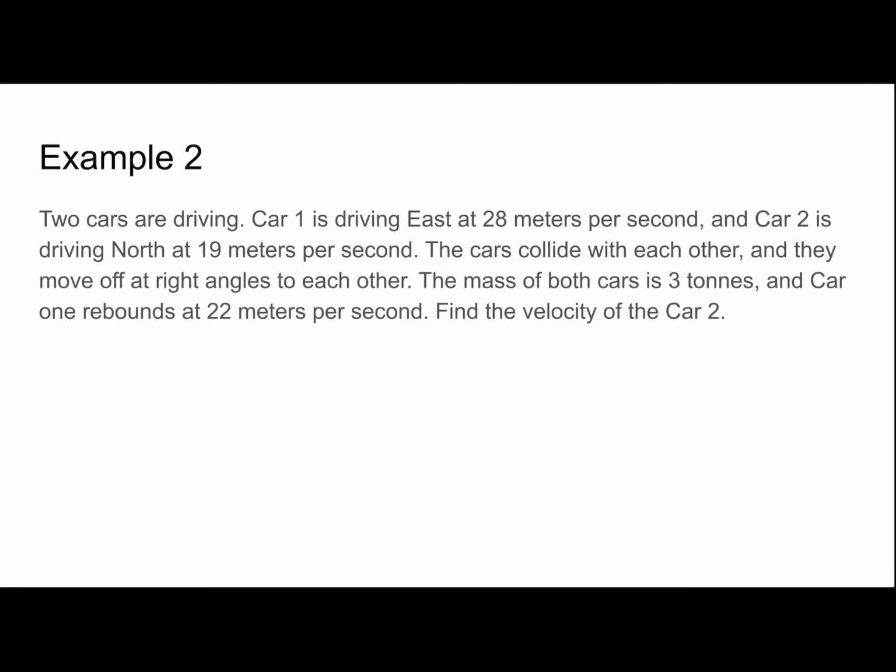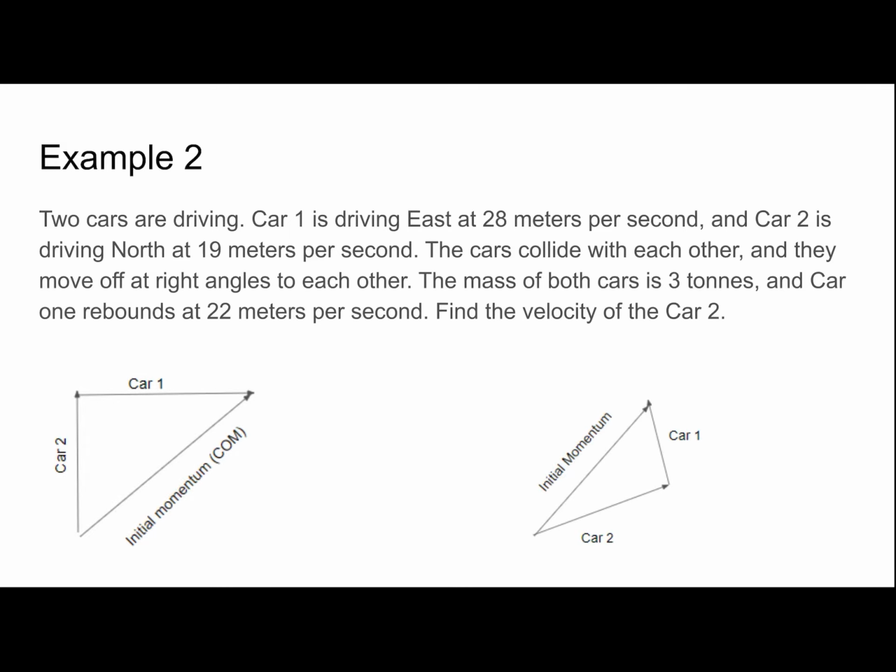Alright, so example 2. Two cars are driving. Car 1 is driving east at 28 meters per second, and car 2 is driving north at 19 meters per second. The cars collide with each other and move off at right angles to each other. The mass of both cars is 3 tons, and car 1 rebounds at 22 meters per second. Find the velocity of car 2. So here are some diagrams to help you out.